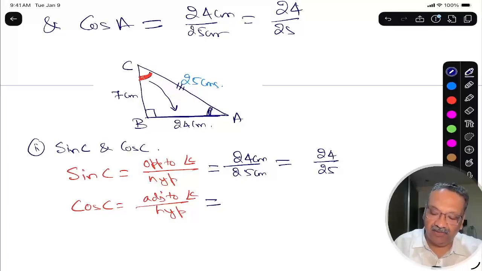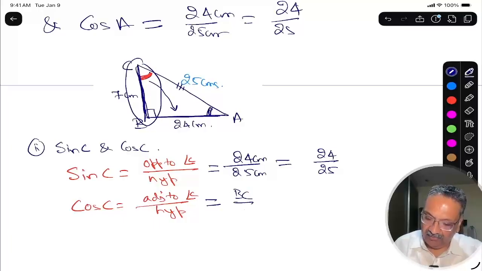Similarly, what is adjacent to C? Adjacent ಅಂದರೆ C ಪಕ್ಕ ಇರುವುದು ಇದಾಗುತ್ತೆ. BC by hypotenuse is AC. So the answer becomes 7 by 25.